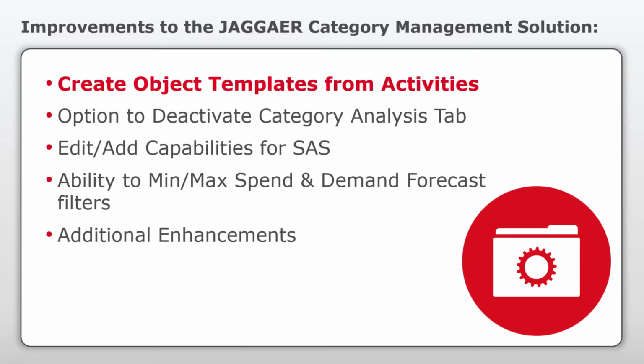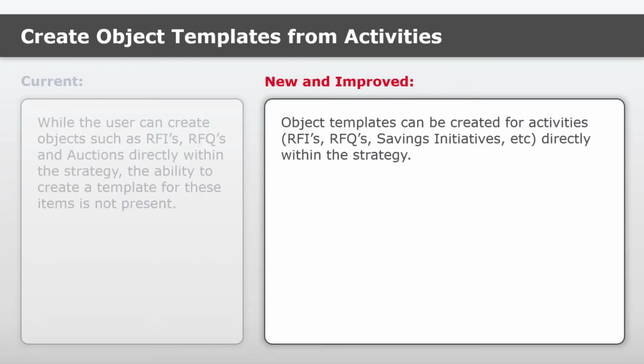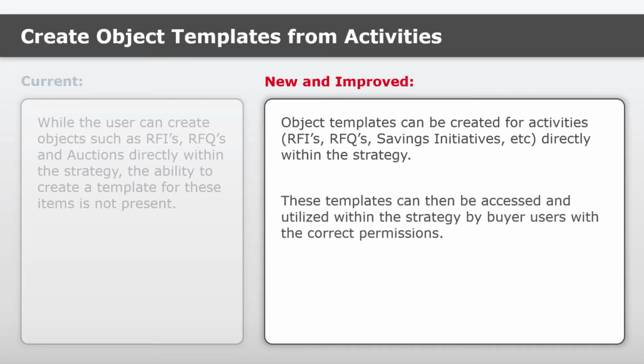Let's get started with our first enhancement on the list, creating templates from the activity screen of a strategy. Currently, while the user can create objects such as RFIs, RFQs, and auctions directly within the strategy, the ability to create a template for these objects is not present. In 20.3, object templates can be created for activities such as RFIs, RFQs, auctions, savings initiatives, etc., directly within the strategy. These templates can then be accessed and utilized within the strategy by buyer users with the correct permissions.